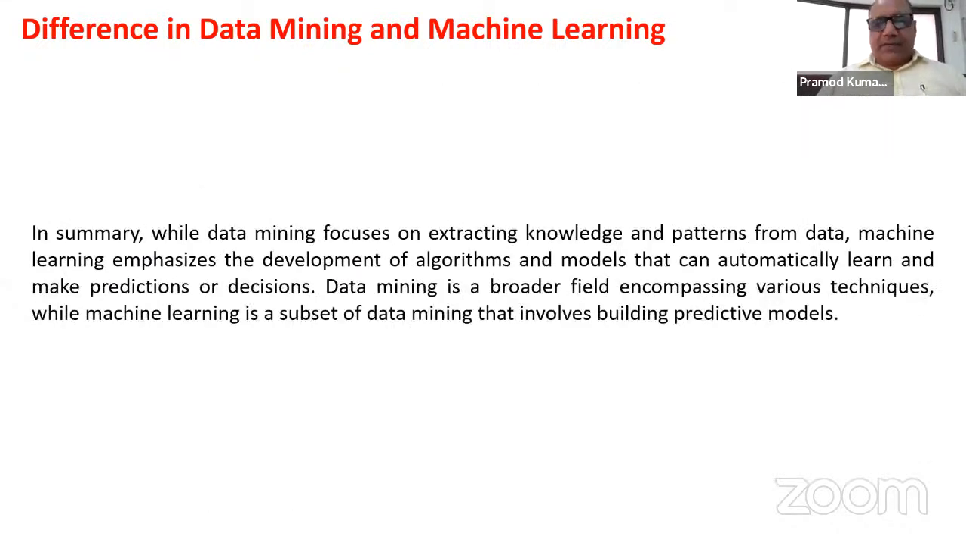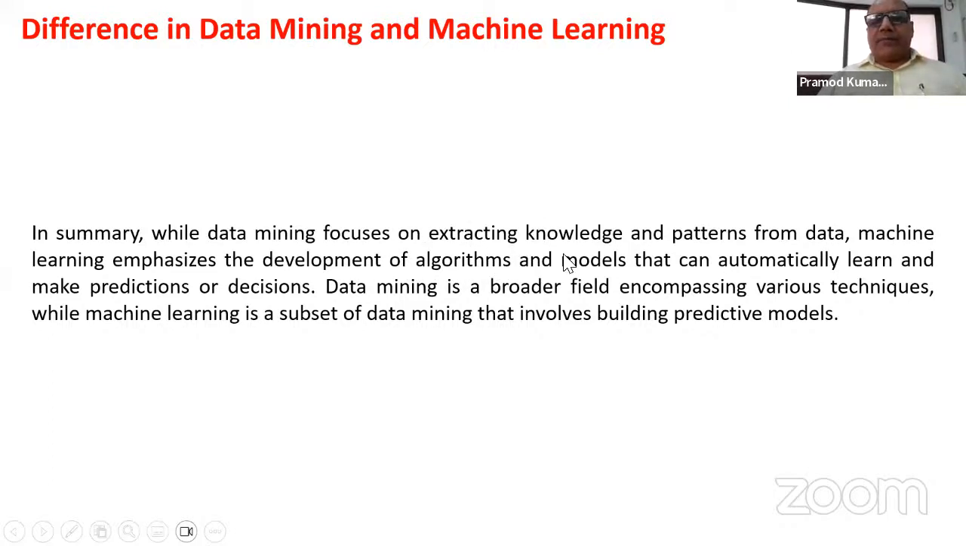So this slide is rather more important, in the way that it shows how you can differentiate between data mining and machine learning. In summary, while data mining focuses on extracting knowledge and patterns from the data, machine learning emphasizes the development of algorithms and models that can automatically learn and make predictions or decisions. So I think now the meaning is more clear: in data mining, we focus on extracting knowledge and patterns from the data. But in machine learning, we emphasize the development of algorithms.